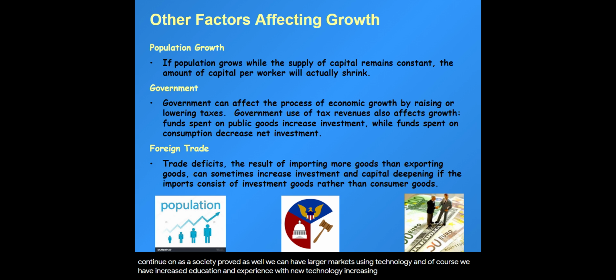Increasing population can increase our growth as well. Actually, just saw a news story yesterday that said we are in the 6th year of declining rates in new births in the United States. So we are having less population growth than we previously had. The government can also affect growth by either raising or lowering taxes, depending on what they're going to use the tax revenue on. And then, of course, trade with other countries can affect our growth as well.